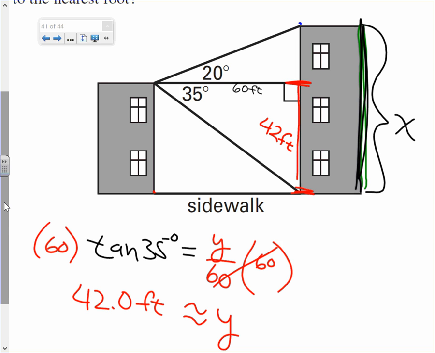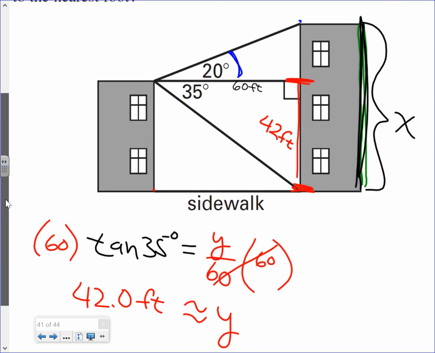One more time. So tangent 35, we solve for y. So this is 42 feet. Tangent 35 equals opposite over adjacent, that'd be y over 60. Right, so we're done there with the tangent 35. So we know from here to here it's 42, but I want to know the whole dang building. Tangent 20. Uh-oh. So you're going tangent 20 now.